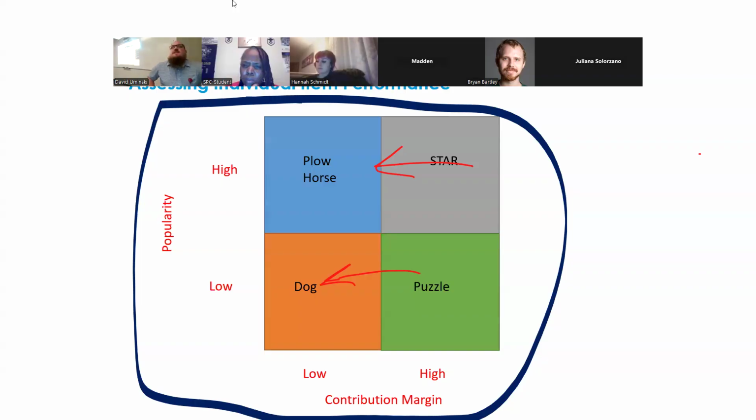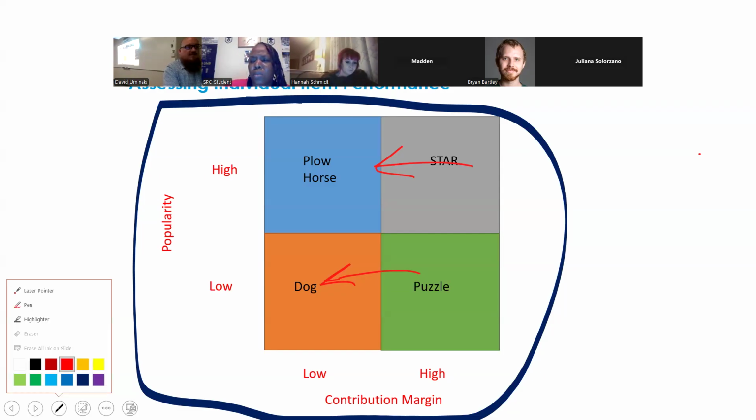All right, so this is the tool that we are going to use. This is a diagram that you'll see a lot in business where we have two different characteristics. In this case, we're talking about popularity and contribution margin. We're going to take these two characteristics and identify four different categories that our menu items might fall under.